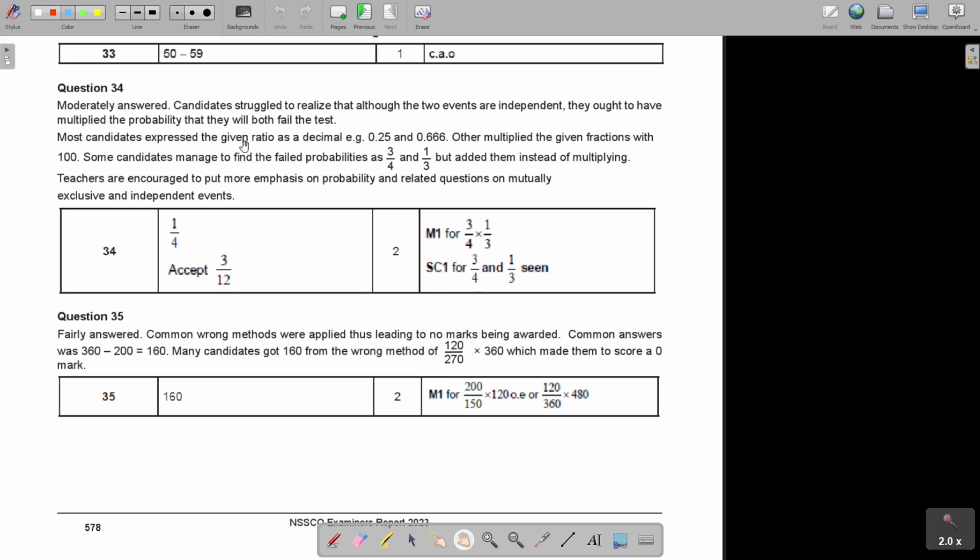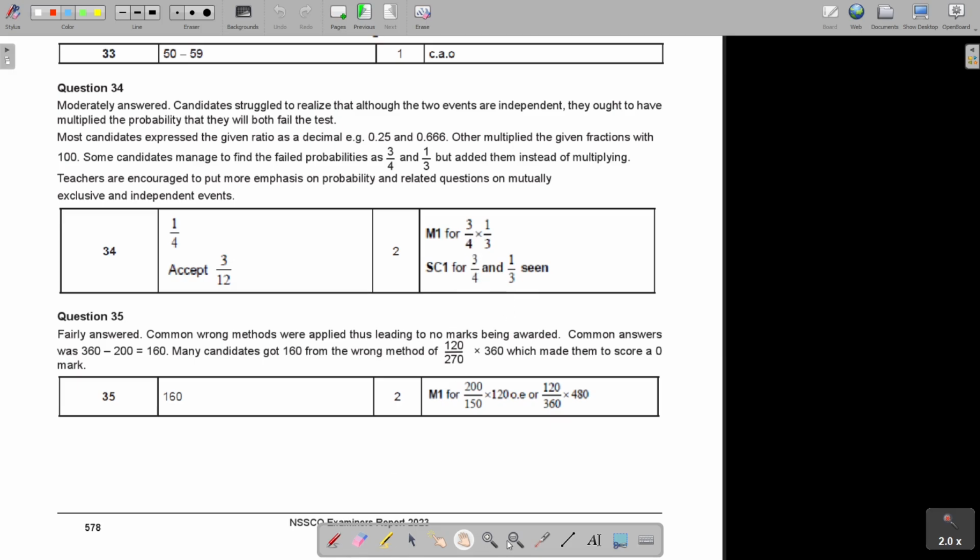Yes, most candidates express the given ratio as decimals. Others multiply the given fractions with 100. Some candidates managed to find the fail probabilities but added them instead of multiplying. Add is for plus. "And" is for multiply. Teachers are encouraged to put more emphasis on probability-related questions on mutually exclusive and independent events. So they also accept it if you said, because in probability, they're not so strict that you must simplify, because it can sometimes lead to mistakes if you approximate too early.